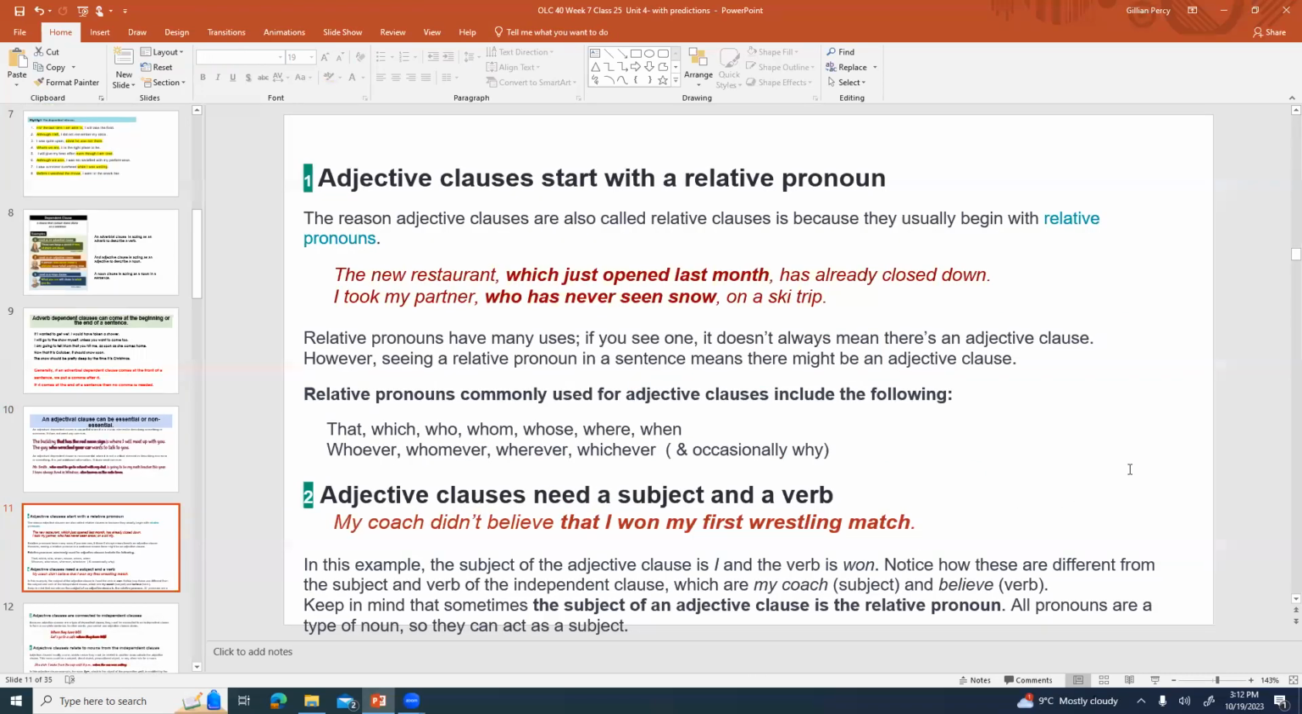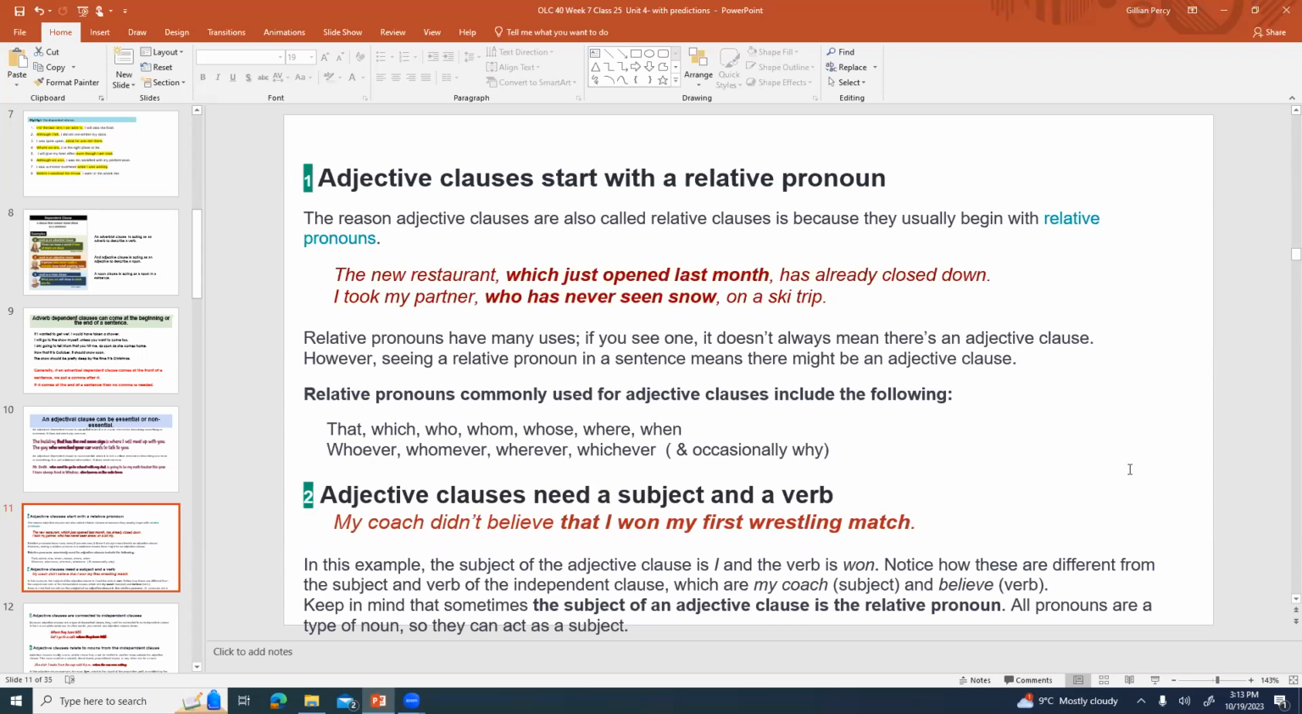Adjective clauses start with a relative pronoun. The reason they're sometimes called relative clauses is that they usually begin with relative pronouns, which I'm not sure if we've really talked about a whole lot. Those are basically what we think of as the question words. Which, who, whom, whose, where, when, that. Sometimes you'll see these are kind of more obscure, but whoever, whomever, wherever, whichever. Sometimes why will get used. So those are how they start, okay?